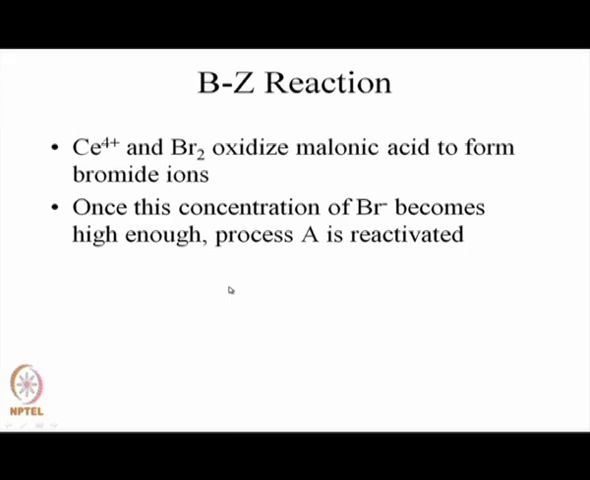Okay. So, malonic acid, you have a fixed concentration of malonic acid. During the course of the reaction the concentration of malonic acid is reduced, and ultimately it may be exhausted. When it is exhausted, further reaction to produce bromide ions will not be there. So, that is why ultimately the reaction will stop at some point of time.